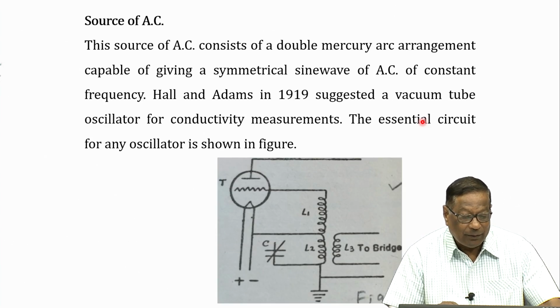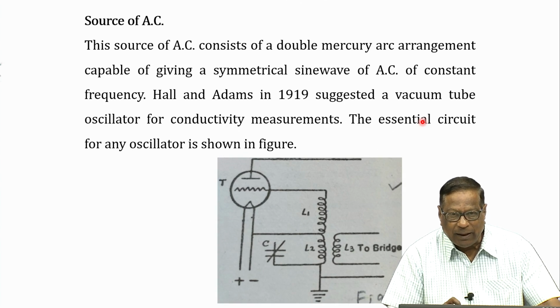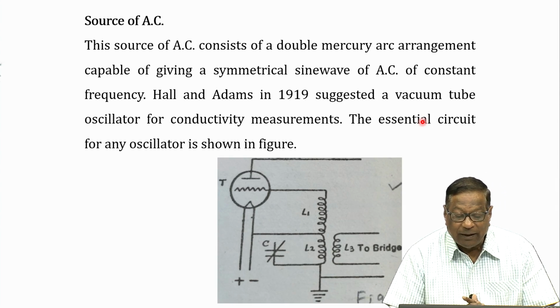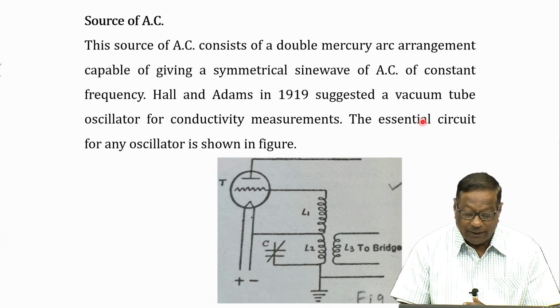So, to conduct conductivity experiments, we need a source of AC. This source of AC consists of a double mercury arc arrangement capable of giving a symmetrical sine wave of AC of constant frequency. Hall and Adams in 1919 suggested a vacuum tube oscillator for conductivity measurements. The essential circuit is shown here.